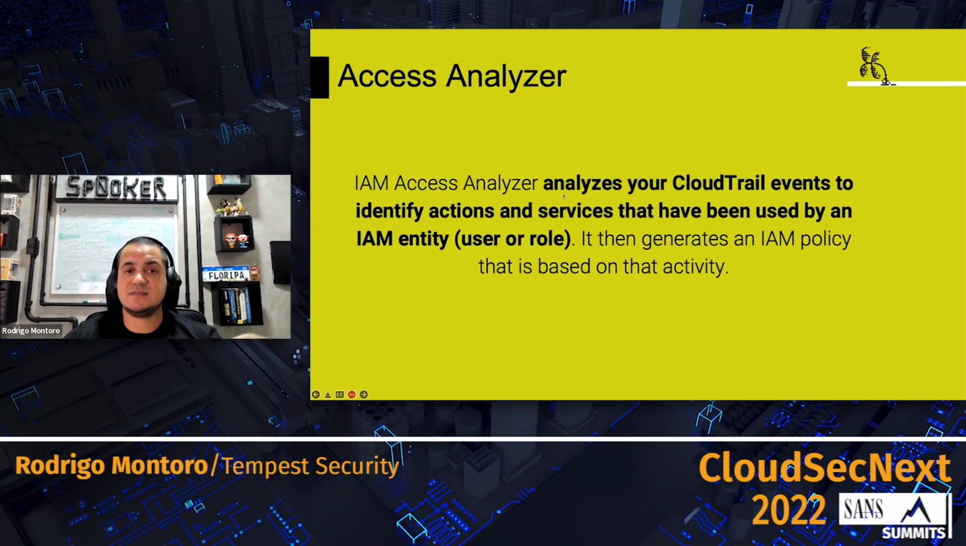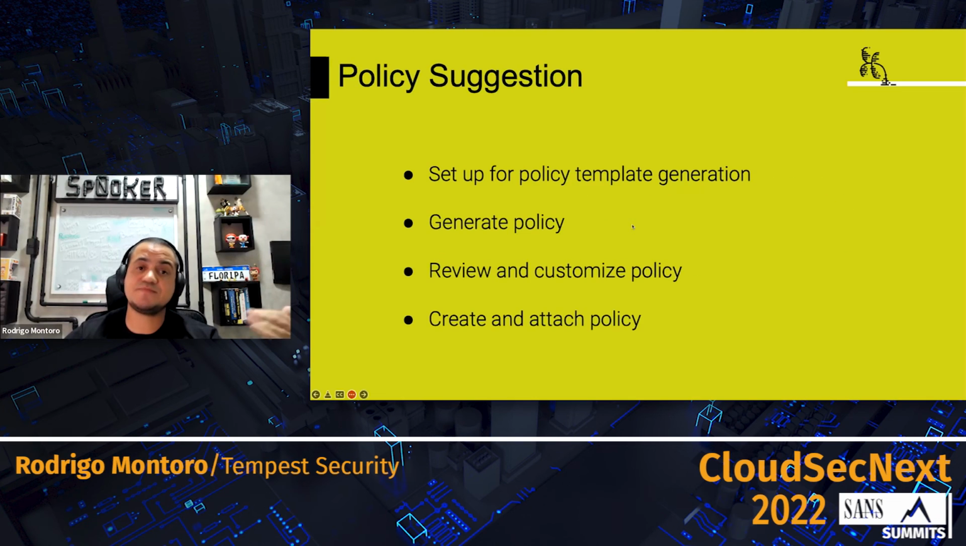What is Access Analyzer? Just to summarize, it analyzes your CloudTrail events to identify actions and services that have been used by IAM entities. You have the name, but in those JSON files you could get the attached ARN related to the user and role. And so you could use the Access Analyzer policy suggestion to generate a policy, review it, and create and attach the new policy. This is a process. This is going to solve the problem.